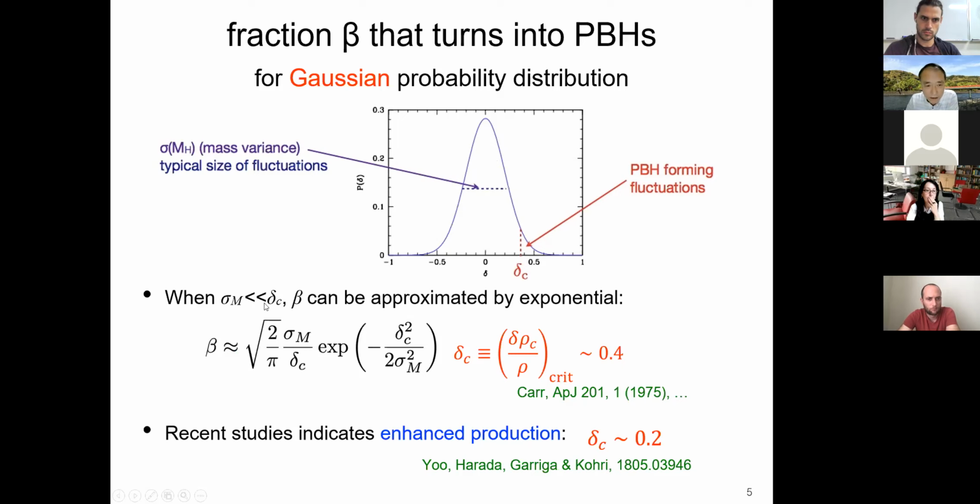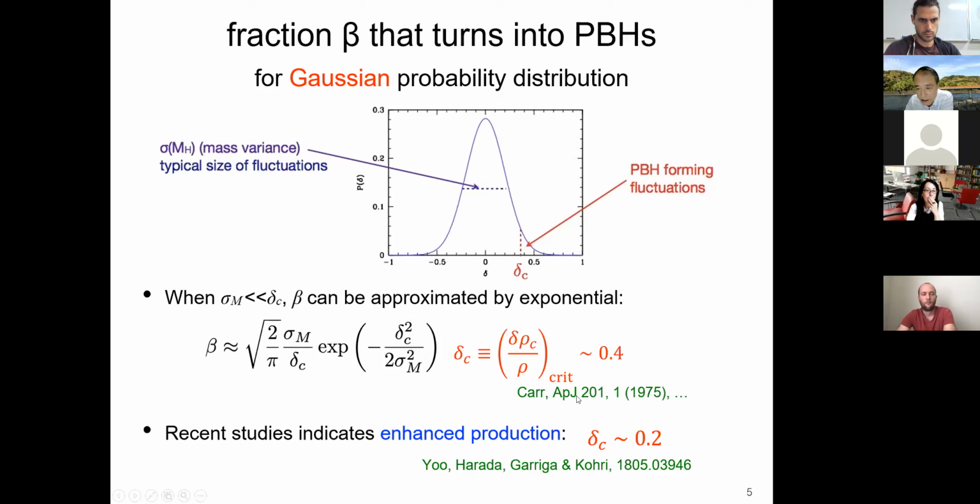Now, if we just assume that this sigma is much smaller than the critical value, then you can essentially approximate the amount of black hole produced, for which we usually use the Greek letter beta to express the fraction of energy which turned into a black hole at the time of formation, as given essentially by exponential of minus delta critical squared over 2 sigma squared.